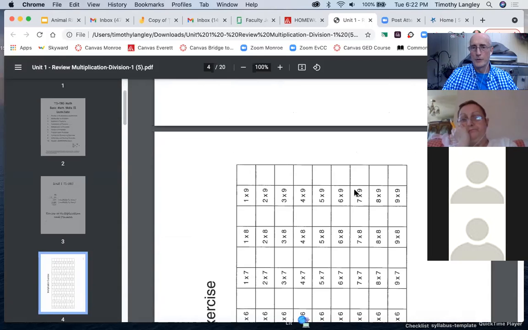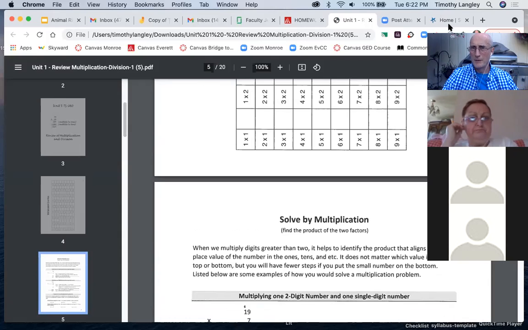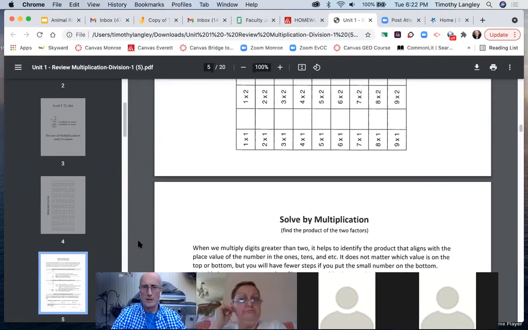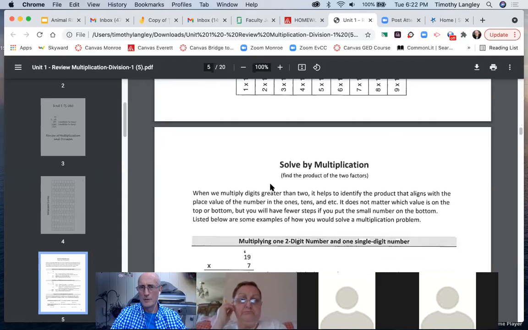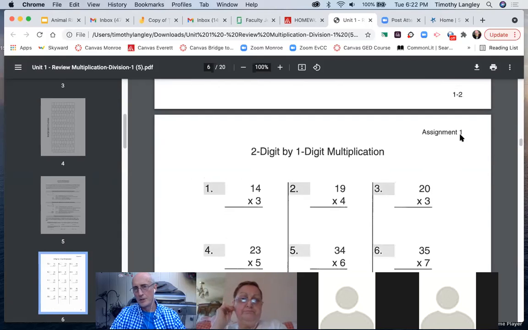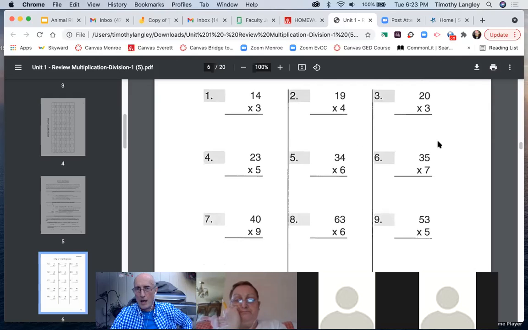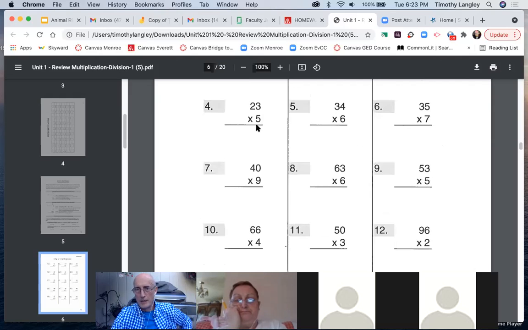But what I want to scroll down to is, oh, what just happened here? I'm going to have to move this down here. All right, I'm going to keep scrolling. So it'll show you how to do this stuff. And then you see right here where I'm circling with my pointer, assignment 1. That's what it meant when I said assignment 1, you do the first 6 problems. So you would do 1 through 6, okay? All the way through 6, see that?